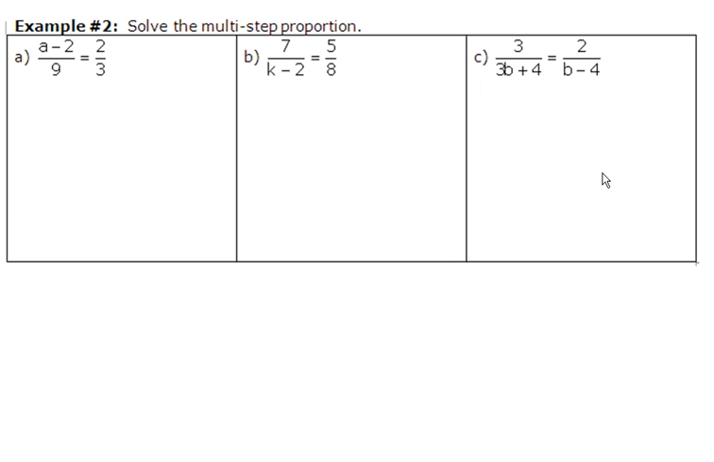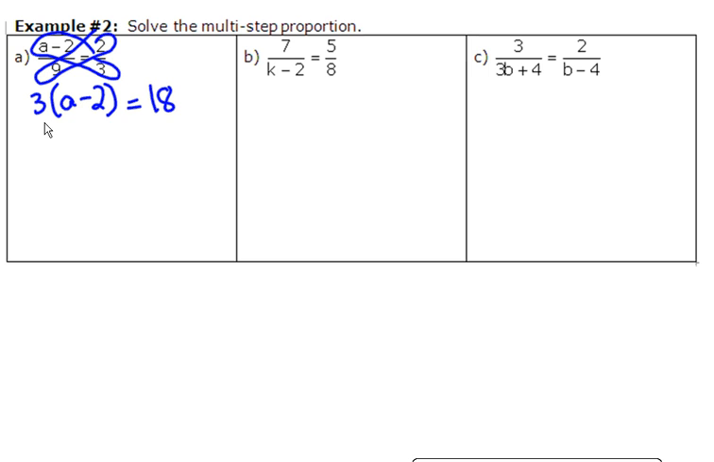This is the same exact thing, right? We're cross multiplying, but you can see that in the numerator of this ratio, I have more than one term in there. I have a minus 2. So when I cross multiply, this is 3 times a minus 2. I have to multiply the 3 by both terms in the numerator. So this is a distributive property problem. On the other side, it's just 9 times 2. 9 times 2 is 18.